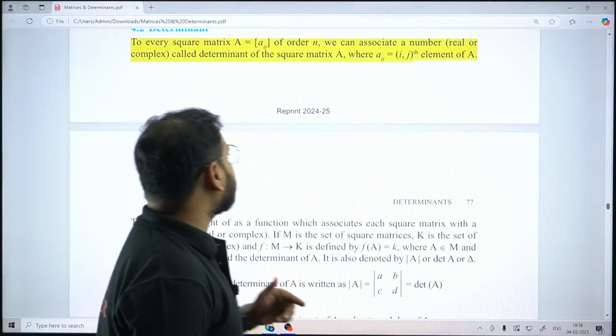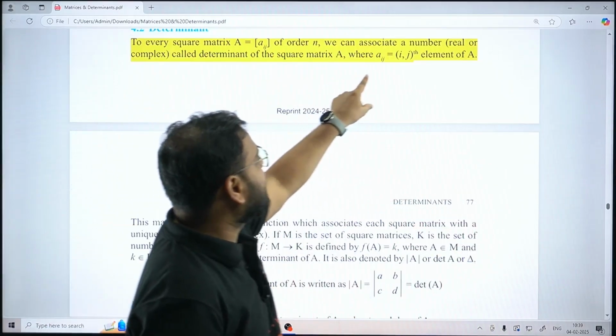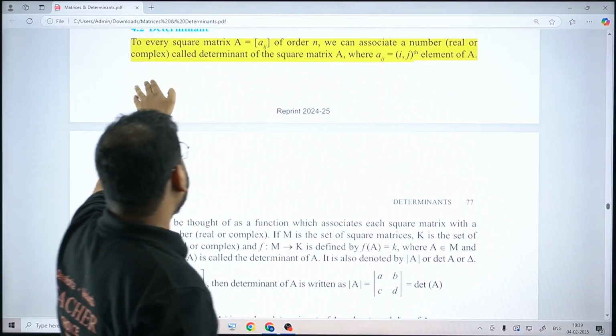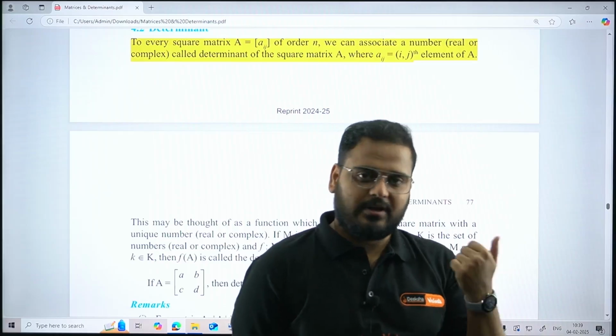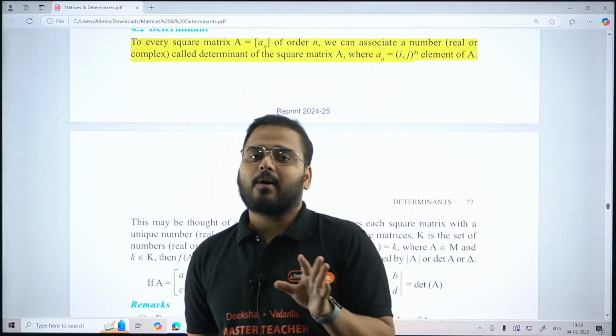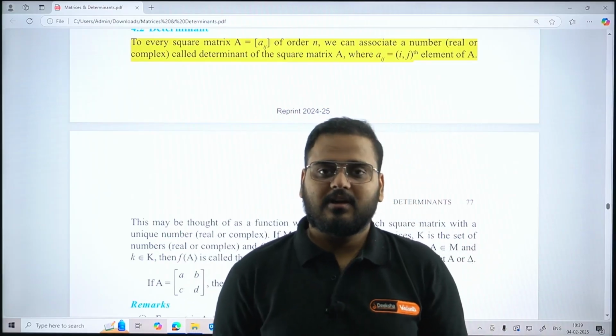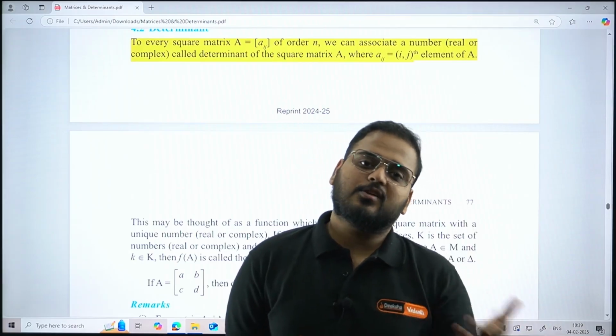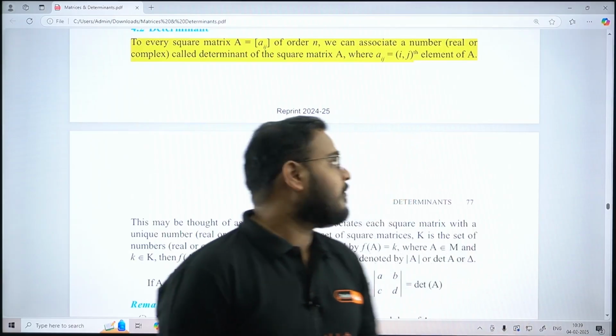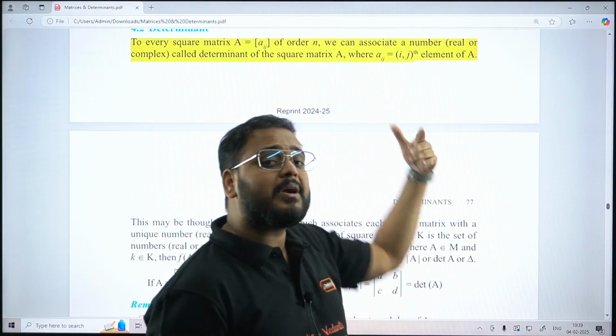Every square matrix A can be associated with a number, real or complex, called the determinant of the square matrix A. In this chapter we are not dealing with any complex form, but yes, it can be associated. If the elements of the matrix are complex, of course the result will also be complex. Over here we are only dealing with the real part.